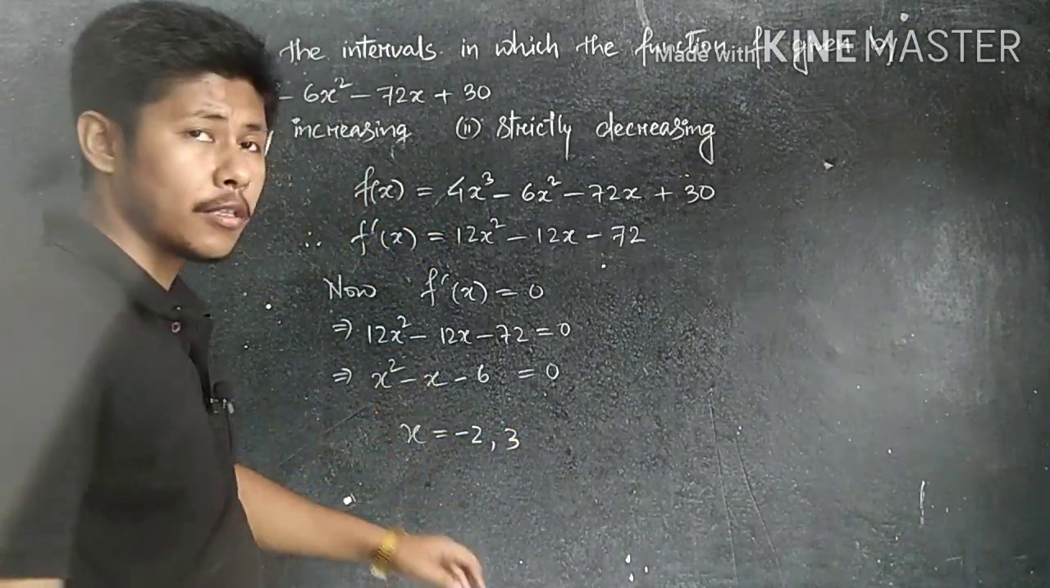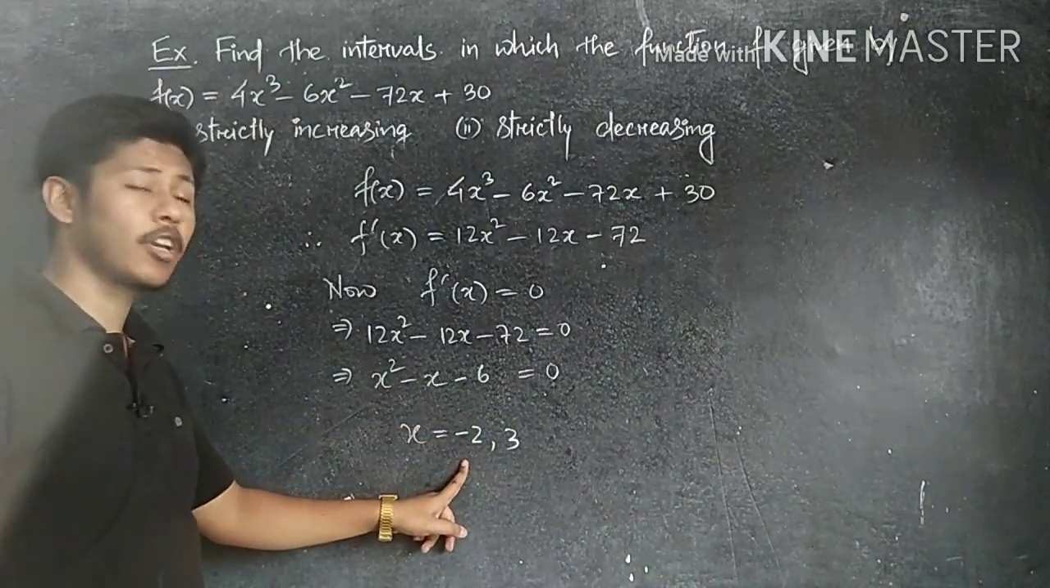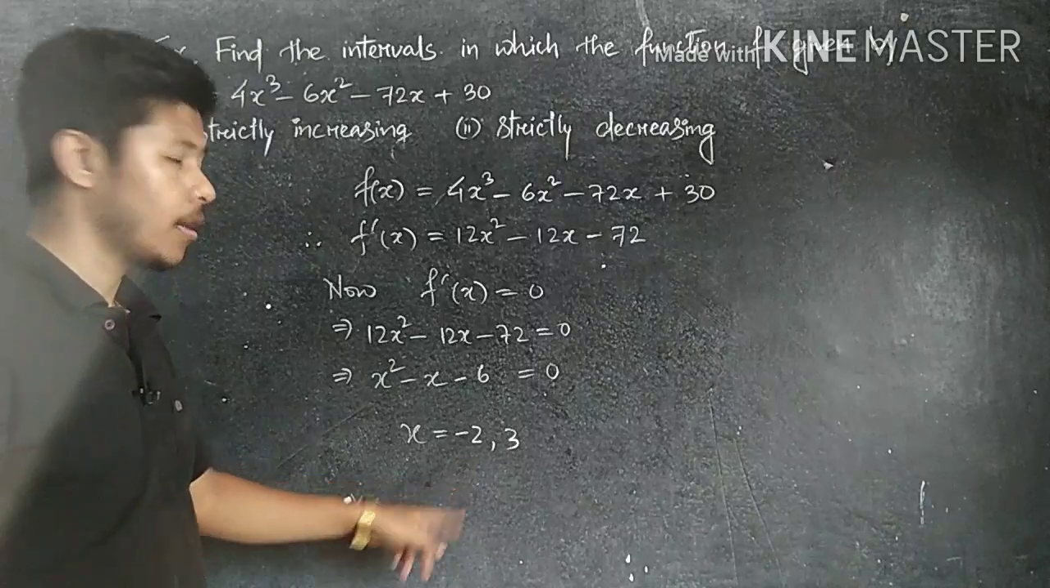So you have to split this one. Calculate yourself. By splitting, I get two values. What are the values of x? Minus 2 and 3. Is it clear?